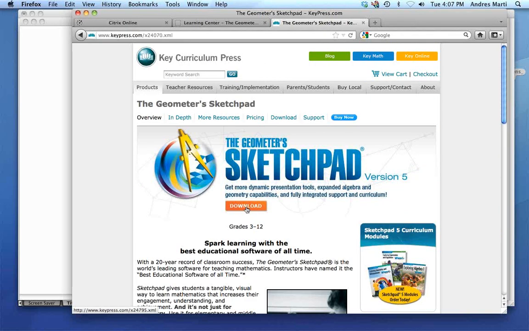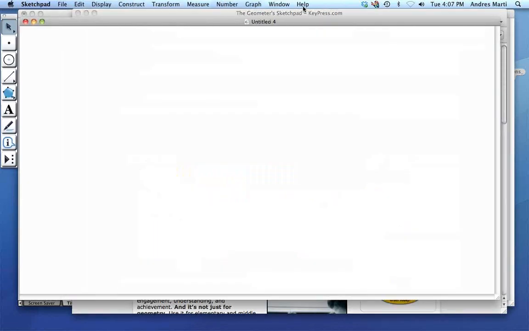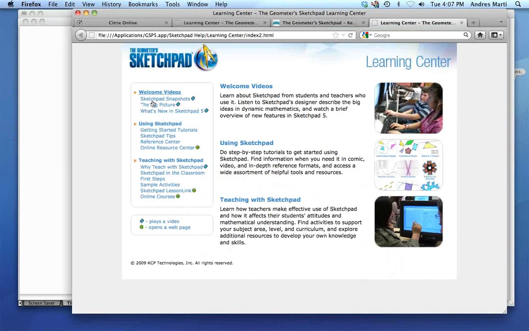You can have it. You will not be able to save or print, and you will be timed out after 20 minutes without purchasing the license. But you can really get a good sense for what Sketchpad 5 has to offer just by downloading it and playing with it. And when you do download and play with it, again, the first thing you should do is go to the Help menu and go to the Learning Center, and you'll find a lot of resources, video resources, and so forth.